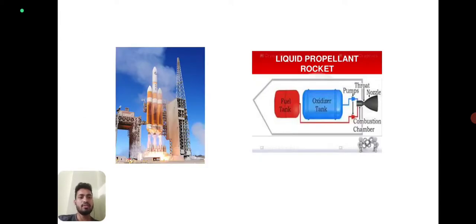In this diagram you can see the rocket is moving upward. On the right side it is showing a liquid propellant rocket, where it has 2 tanks, one is a fuel tank and one is an oxidizer tank. When both fuel and oxidizer are pumped into the combustion chamber, they get mixed, and with the help of an igniter it will burn and produce high exhaust which goes through the nozzle, which produces the thrust.